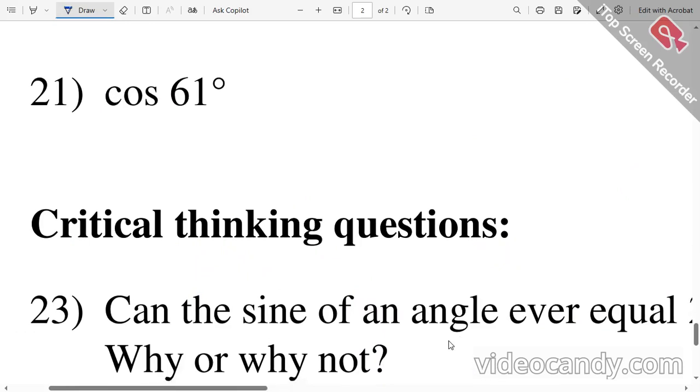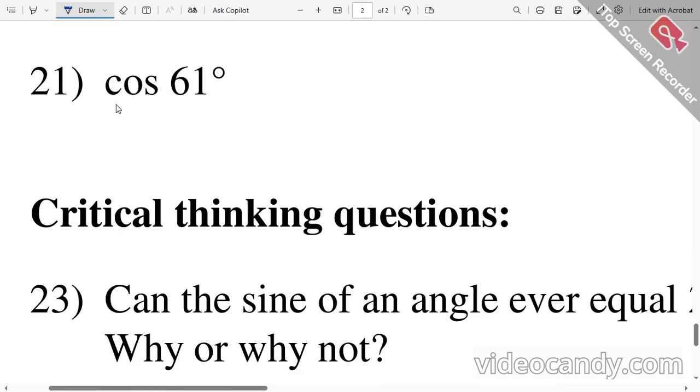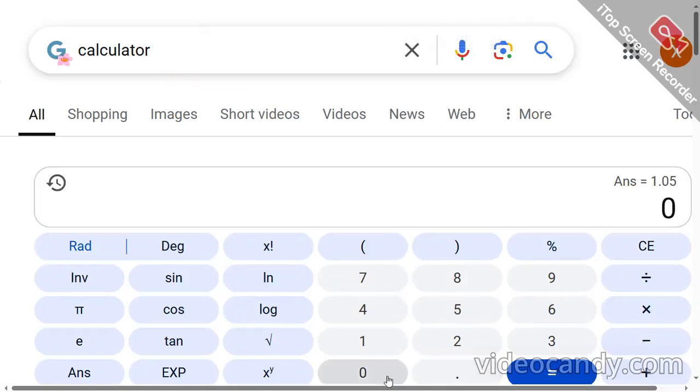Let's try number 21 together. What you want to do is use a calculator and make sure the calculator is set to degrees. It should have a menu on your calculator to set it to DEG for degrees. So we're doing the cosine of 61 degrees. The 61 degrees is the angle measurement. Let's go to the calculator and round off. Most calculators, you type the cosine first. Some of them, you type the angle first. But you want to make sure you're set to degrees.